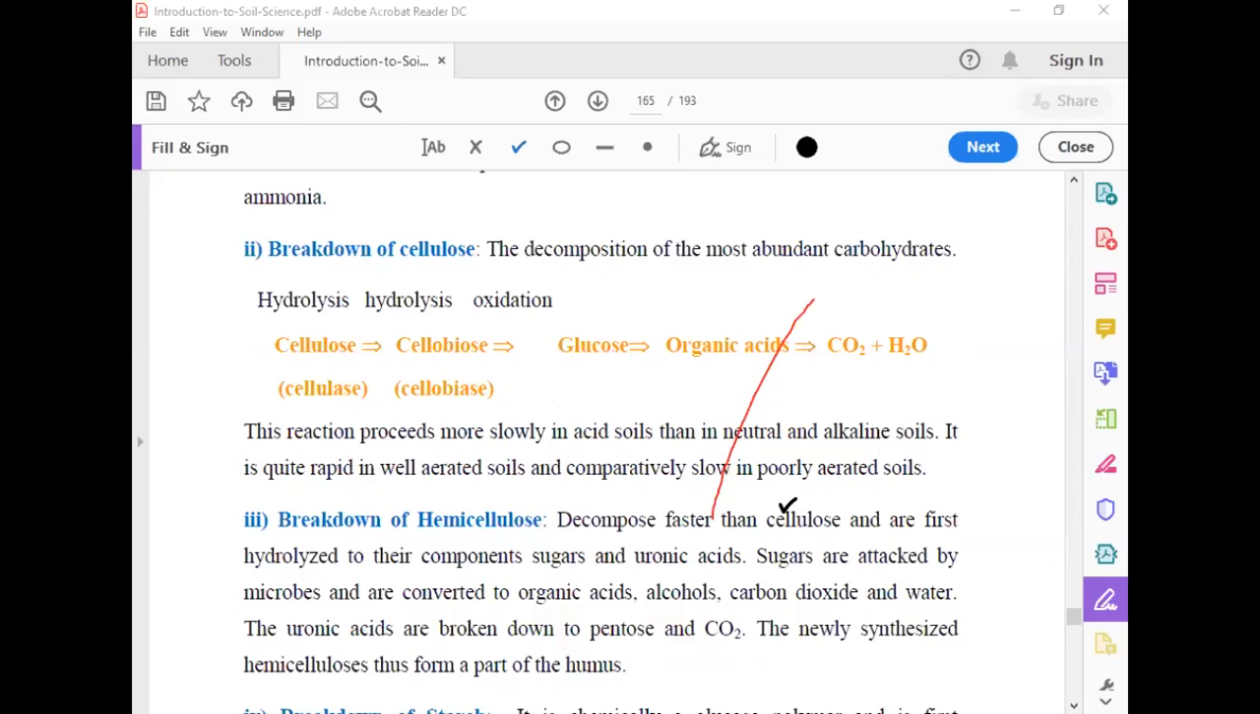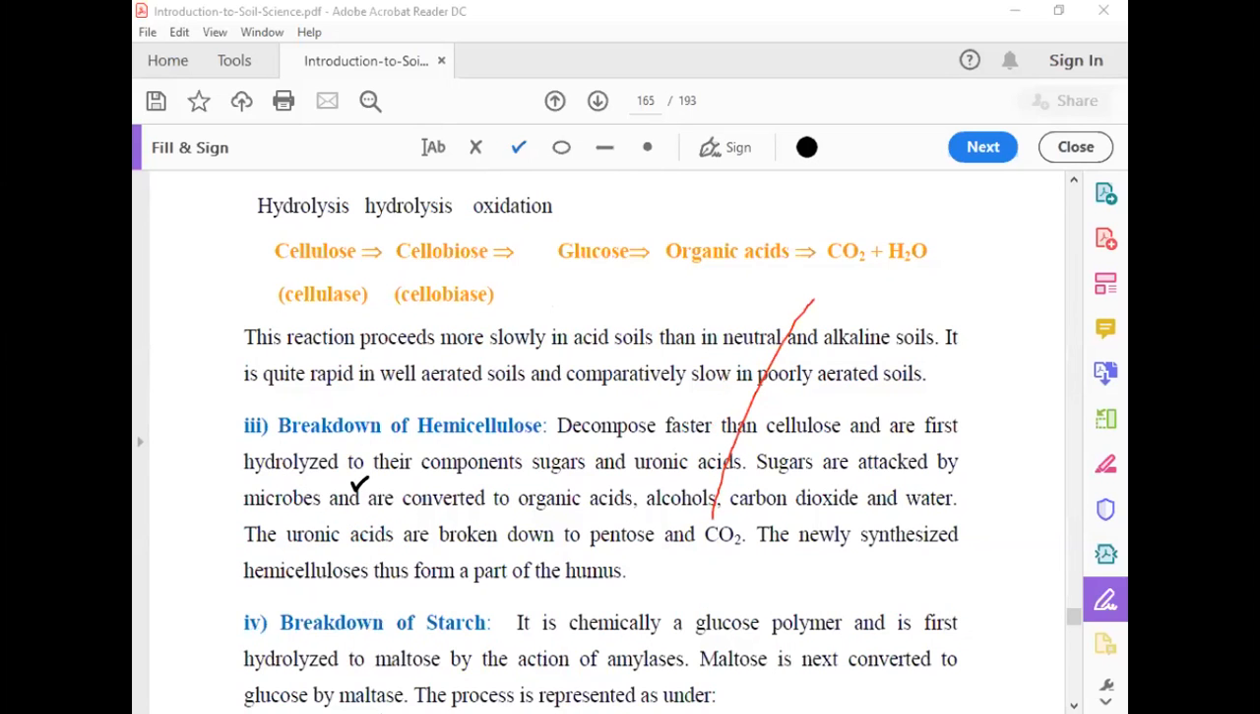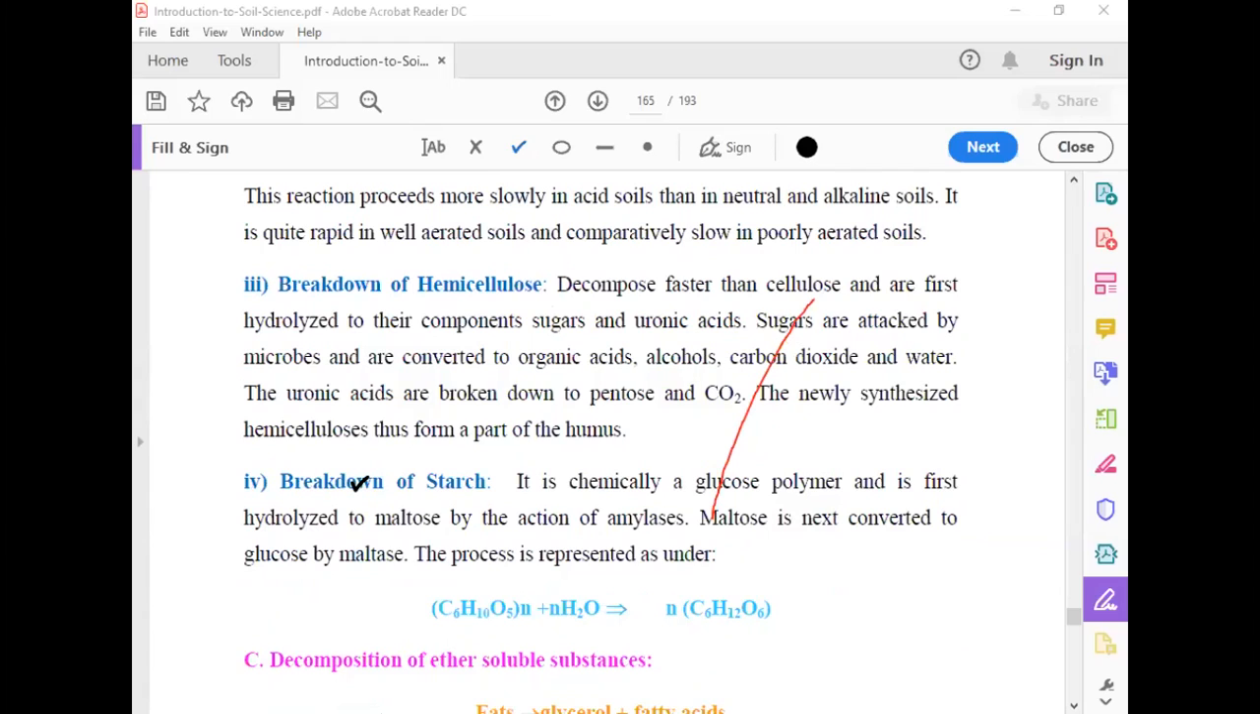It is accomplished by hydrolyzation of cellulose with production of organic acid, which produces carbon dioxide and water. This is a slow process in acid soils. Then breakdown of hemicellulose. It decomposes faster than cellulose and is hydrolyzed to sugar and uronic acids.